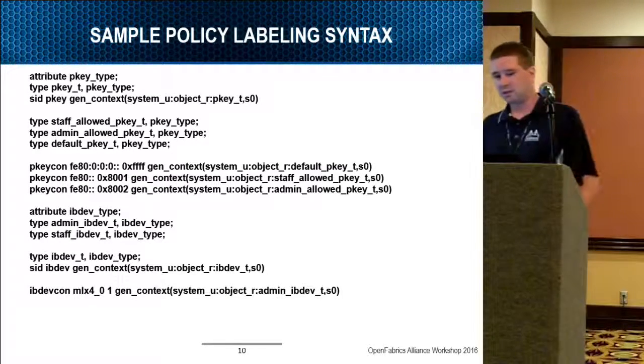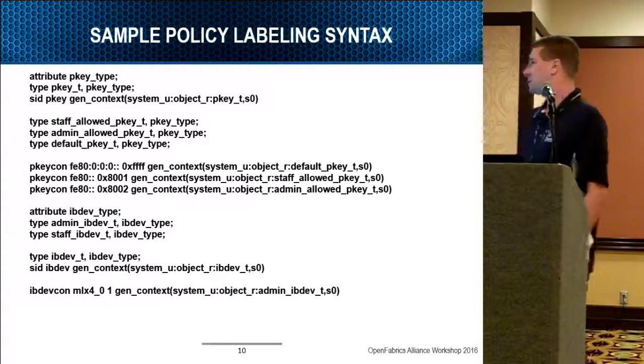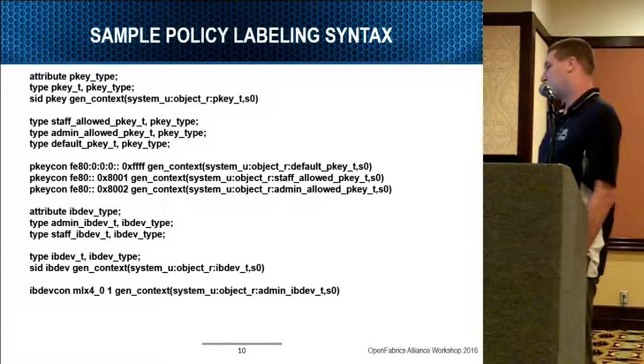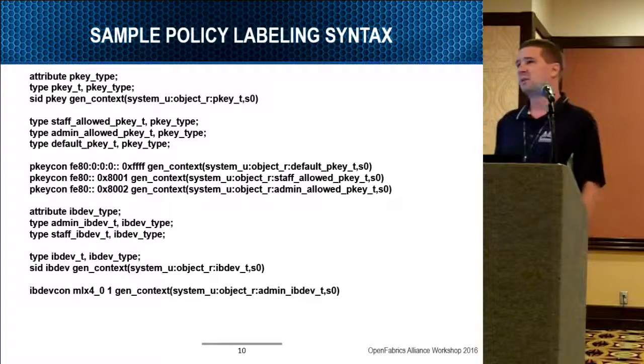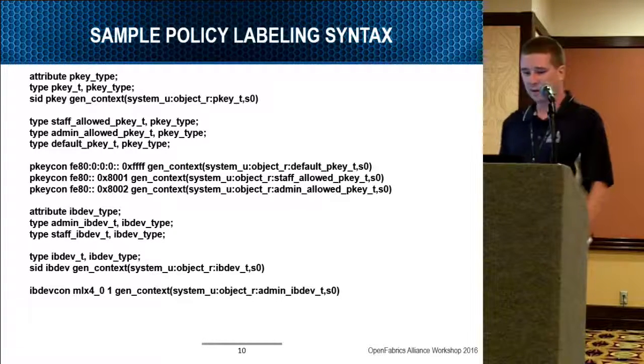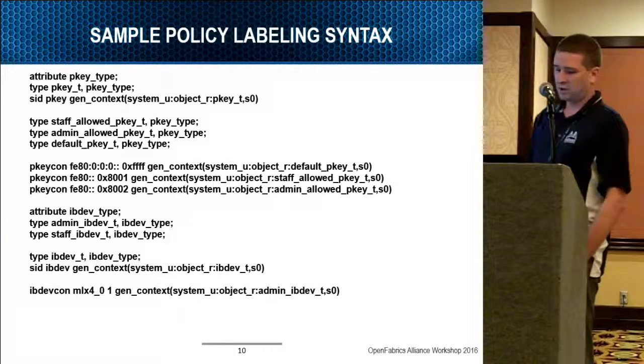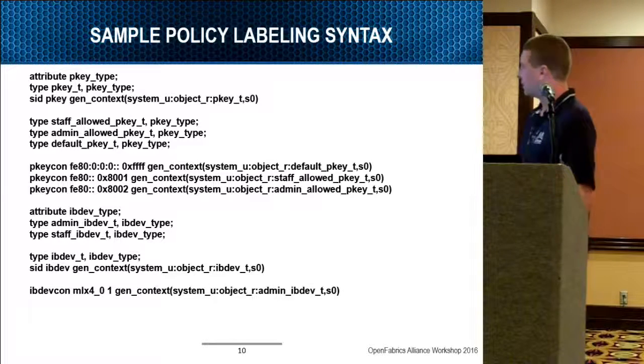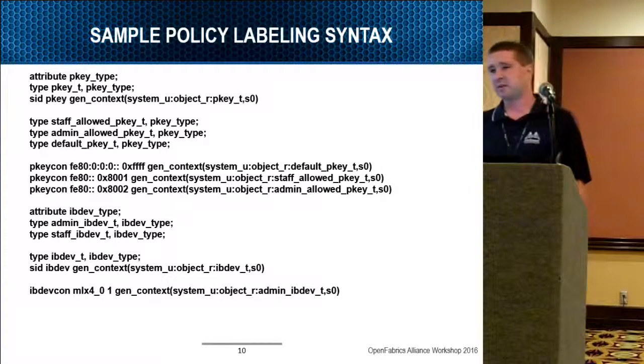So this is an example of the new policy labeling syntax. SELinux has a kernel portion and then a large user space set of utilities to write policy, compile policy, load policy, and things like that. This shows the new policy syntax, and the main thing here is these P key cons and IB dev cons. Everything that gets labeled in SELinux has a con. There's a file con or an FS con. The con means context.